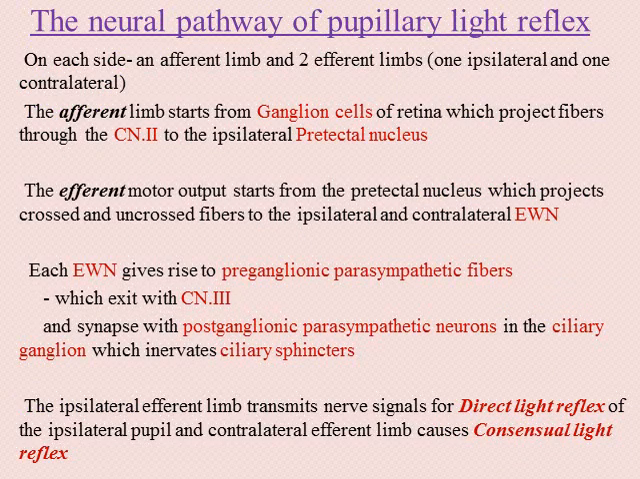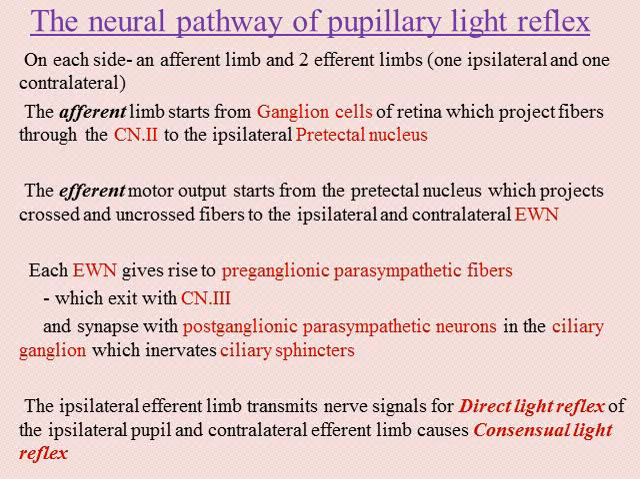Now about the neural pathway of the pupillary light reflex. Each side has an afferent limb and two efferent limbs: one efferent limb for the ipsilateral side and one for the contralateral side. The afferent limb starts from the ganglion cell of the retina, which projects fibers through the optic nerve to the ipsilateral pretectal nucleus. The efferent motor output starts from the pretectal nucleus, which projects crossed and uncrossed fibers to the ipsilateral and contralateral Edinger-Westphal nucleus.